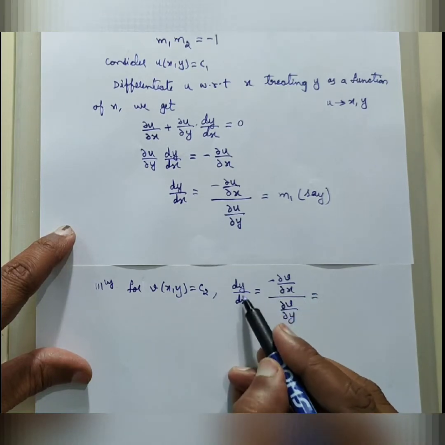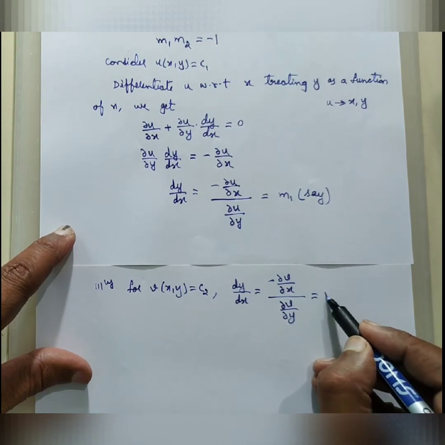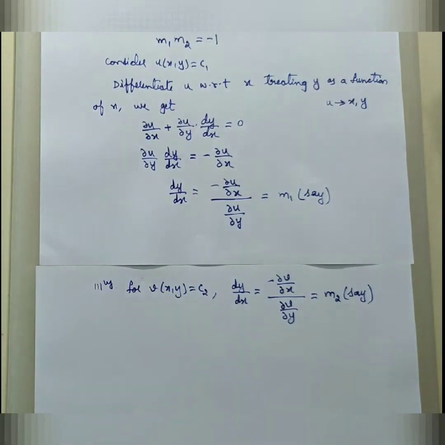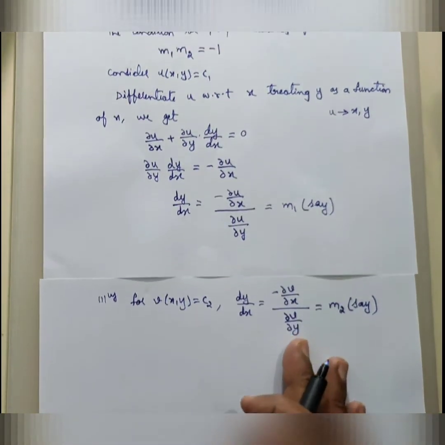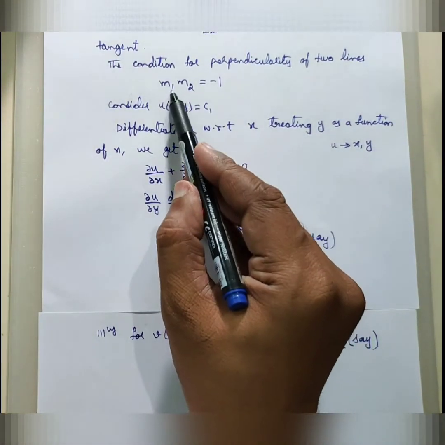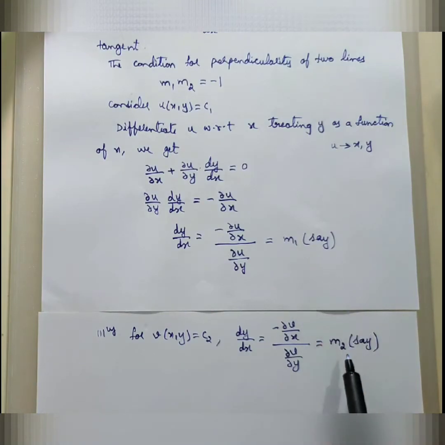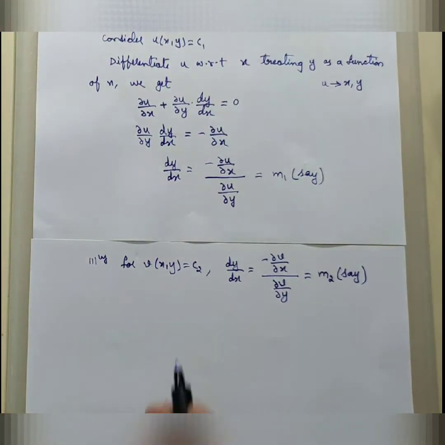Once again, this dy by dx represents the slope. For the curve v, I will take the slope to be m2. So I have obtained the slope of the curve u as well as the slope of the curve v. Now we know that the condition for the two curves to be perpendicular is m1 m2 equals minus 1. So I have to show that m1 m2 equals minus 1. Then we can conclude that u and v are orthogonal to each other.